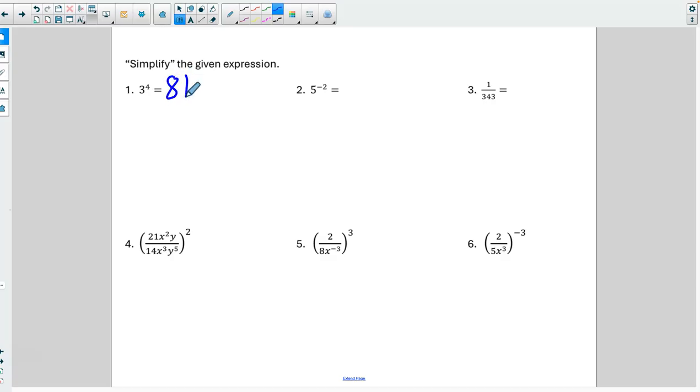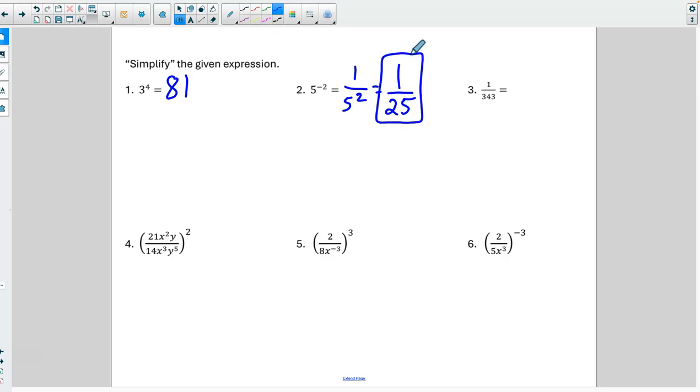When you look at number 2, the first thing I do whenever I see a negative exponent is get rid of it. So that negative exponent doesn't belong right there. Where does it belong? Yeah, down below in the denominator. So I'm going to write this as 1 over 5 squared, which is the same as 1 over 25.